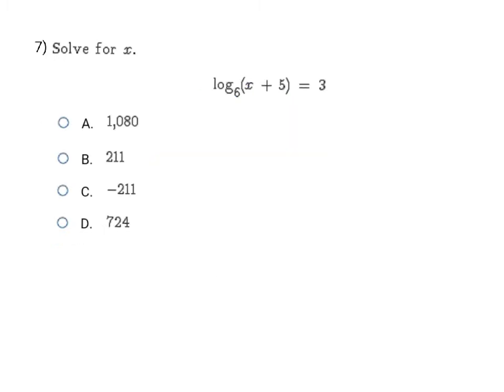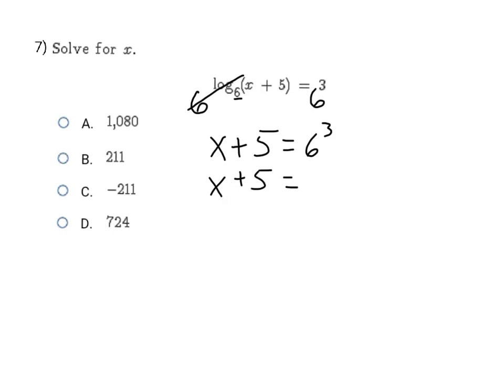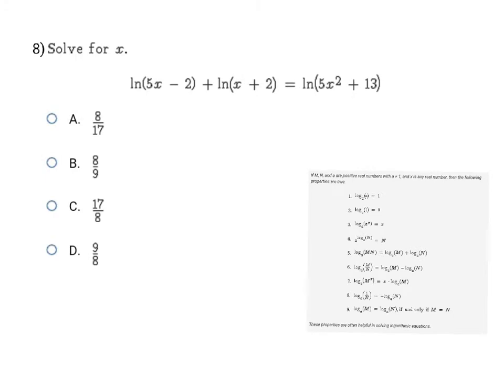In this problem, the logarithm is already completely by itself, and there's only one of them, so I'm just going to go ahead and make both sides an exponent with a base of 6, because the base in my original log here was also 6, and so that makes this all cancel out, and I'm just left with x plus 5 equals 6 cubed. Well, 6 cubed is going to be 216. And so then I just subtract 5 from both sides. 5's cancel, and I'm left with x equals 211, which is my final answer, B.